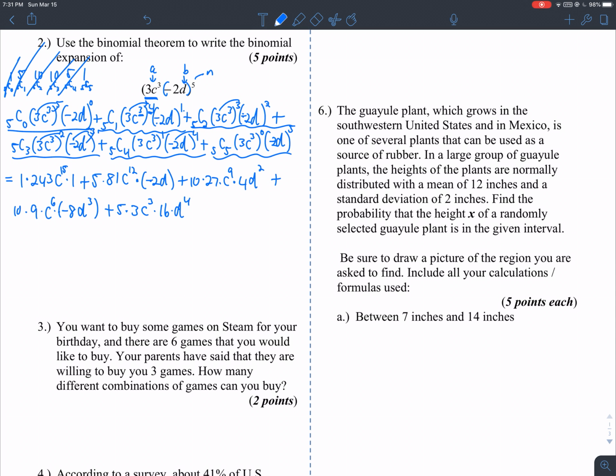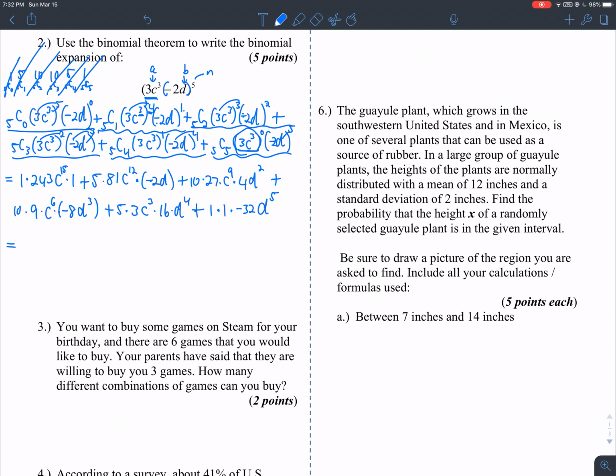And then my last term, 5 choose 5, you know that, anything on the edges there is always 1, so plus 1, and then 3, all of this to the 0 power is 1, and then I have negative 2 to the 5th, which ends up being negative 32, and then d to the 5th. Alright, that's all the hard work done. Now we're just cleaning up.